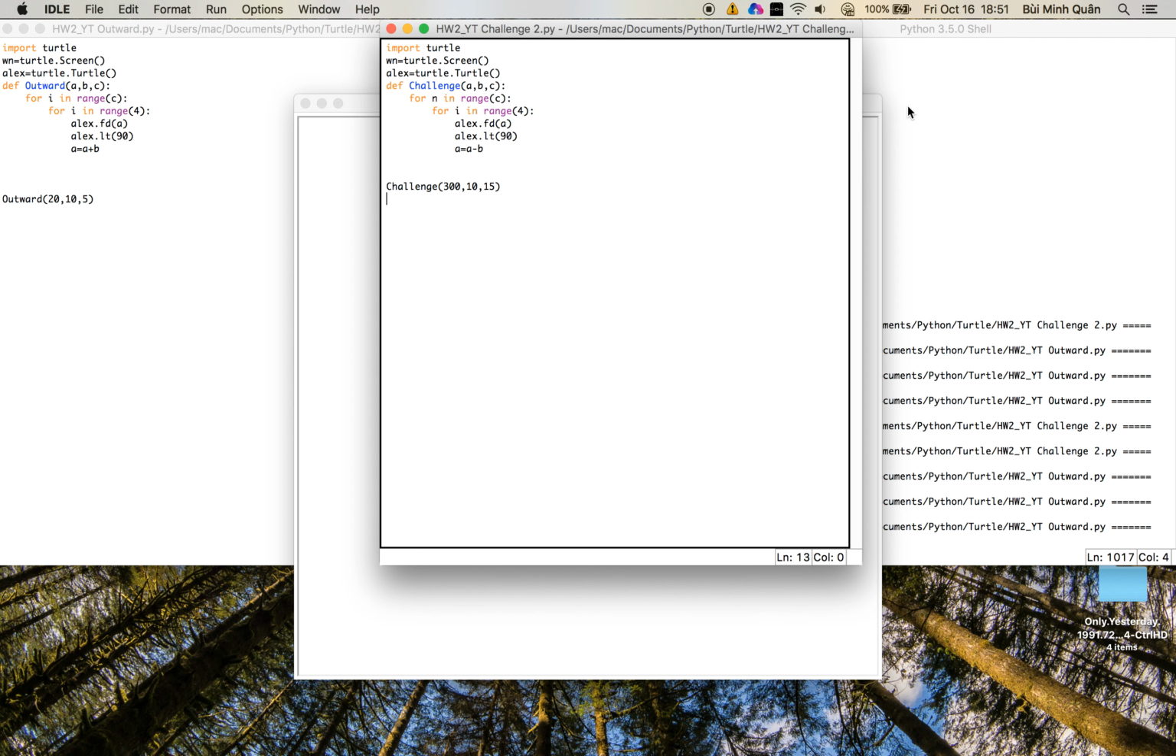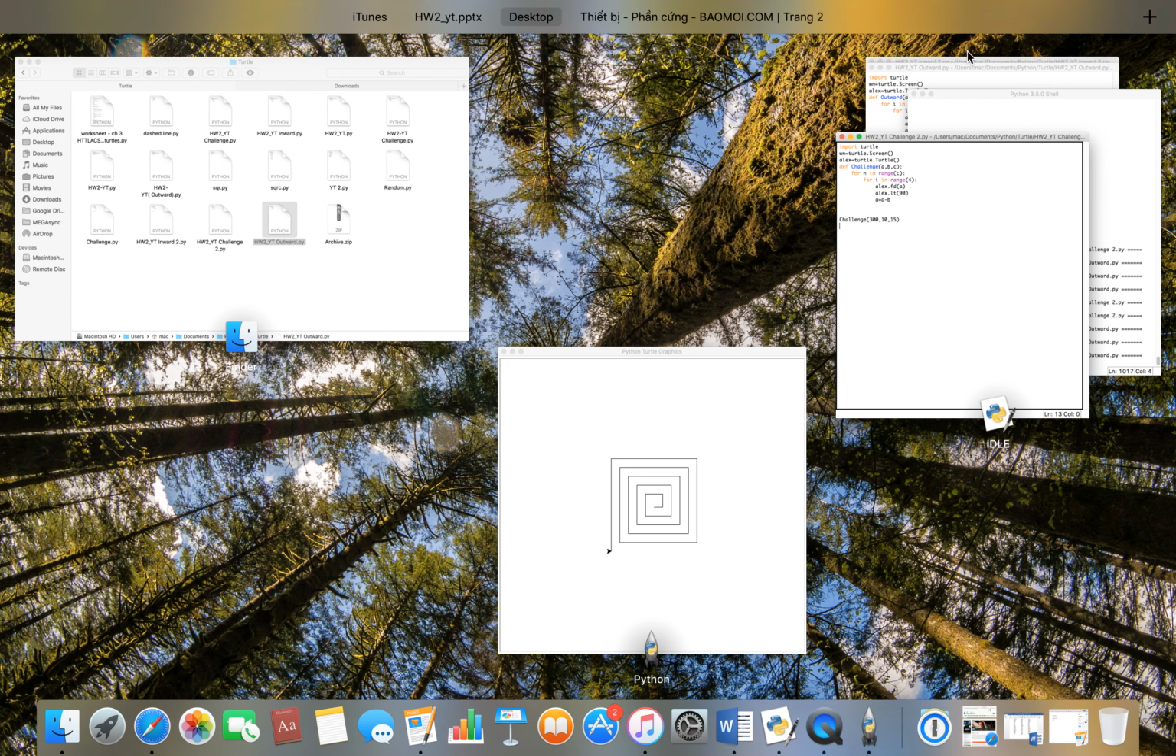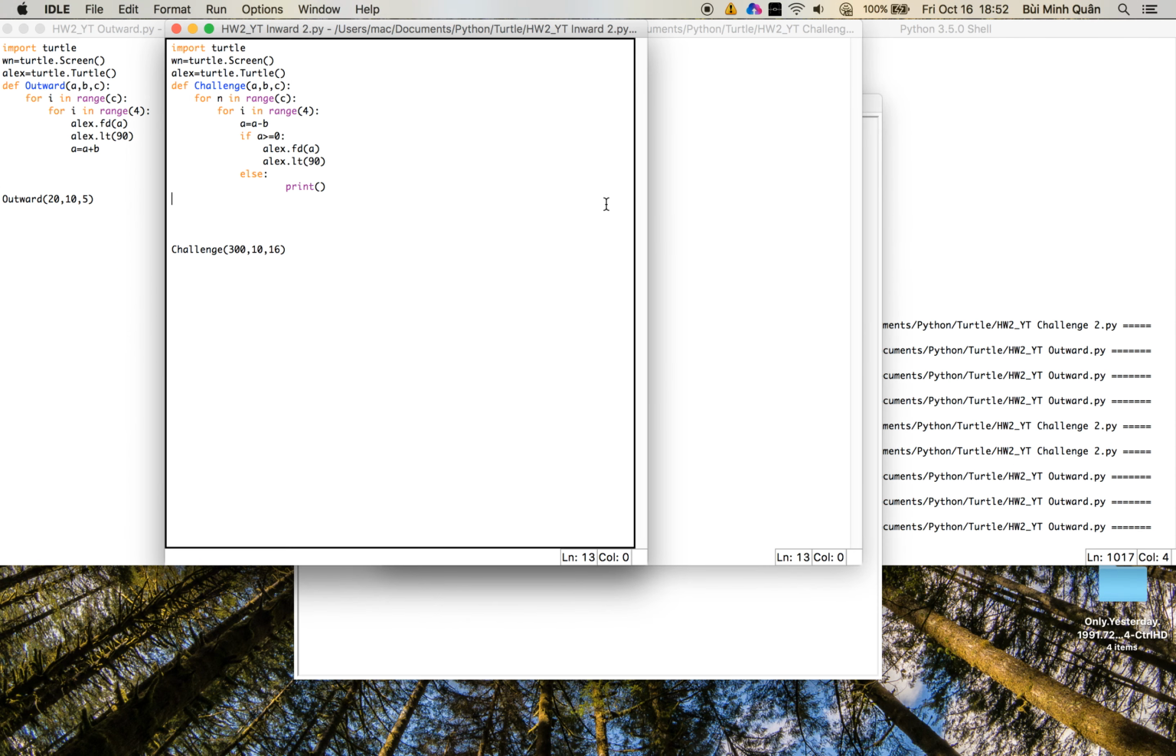It's not this one, I have to find it. Oh, here. Yes, so this is the inward spiral. The first four lines are no different from the four lines of the outward one. I first try to do the inward just the same as the outward, and then I just change A equal to A minus B.